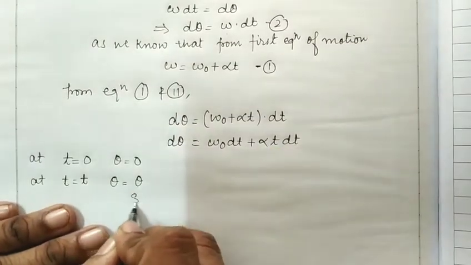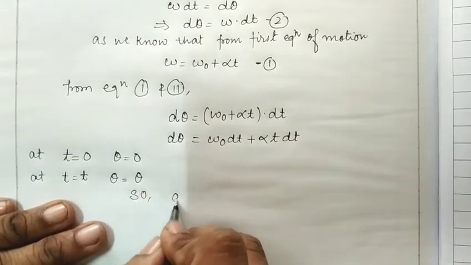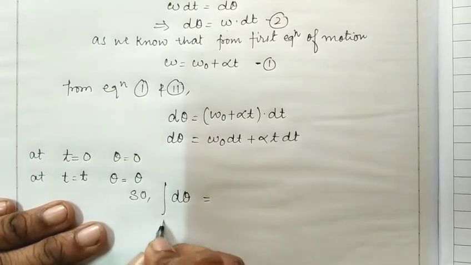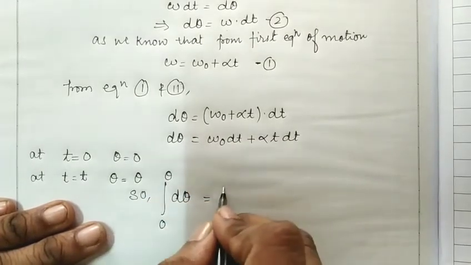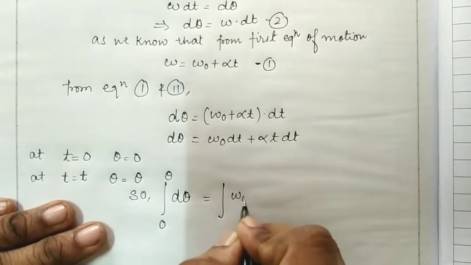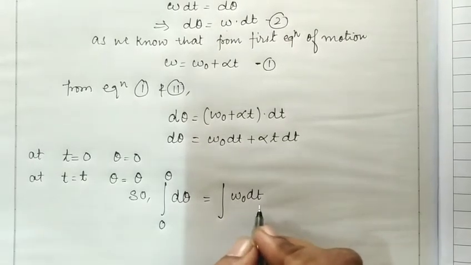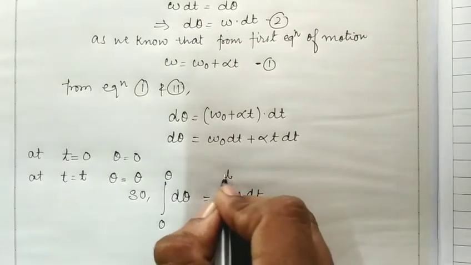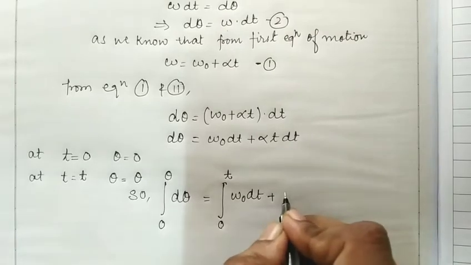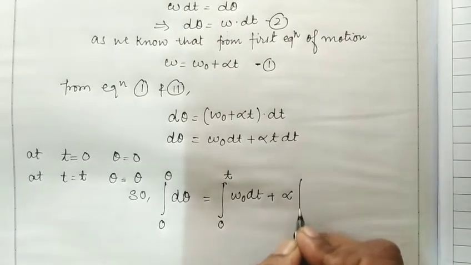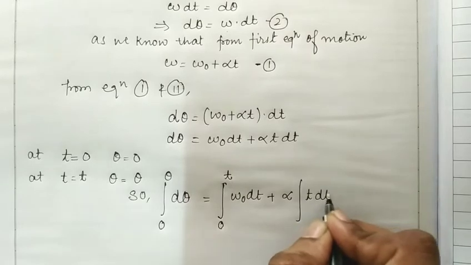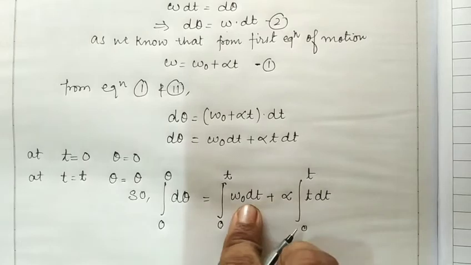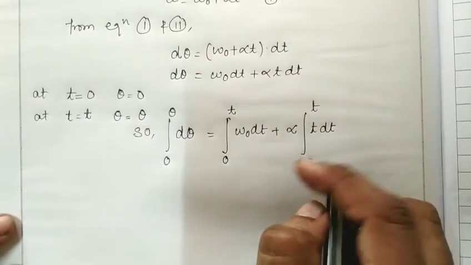So d theta integrates from 0 to theta and is equal to the integration of omega naught dt. Here the variation takes place along the time t. So initially time was 0 and after some duration it becomes t, plus alpha is constant and t into dt, and here also the limits will be 0 to t, because here the variable is time t. So now start the integration.